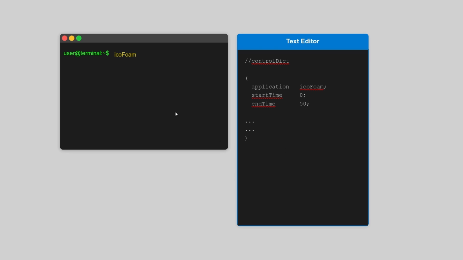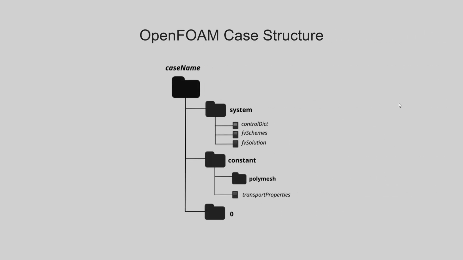To generalize, we can say that OpenFOAM has input files to store the simulation's parameters, and commands that handle the logic of the analysis itself. So how are these input files organized? OpenFOAM organizes all the related simulation files into a single directory called the case directory. This directory has a descriptive name and contains three main subdirectories.